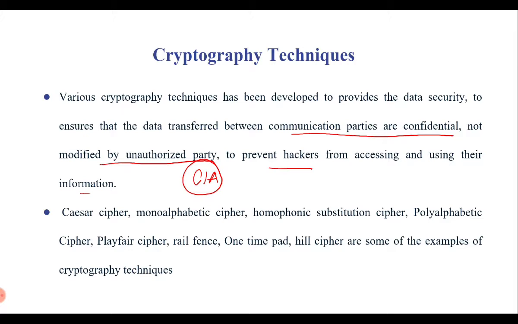Caesar cipher, monoalphabetic ciphers, homophonic substitution cipher, polyalphabetic cipher, Playfair cipher, rail fence, one-time pad, Hill ciphers are some of the examples of cryptographic techniques. However, they can be broadly classified into various categories. We have to ensure that whenever we are implementing any of these algorithms, it strictly pertains to the goal of the CIA, which is maintaining confidentiality, integrity, and availability of the data at any point of time during the communication.